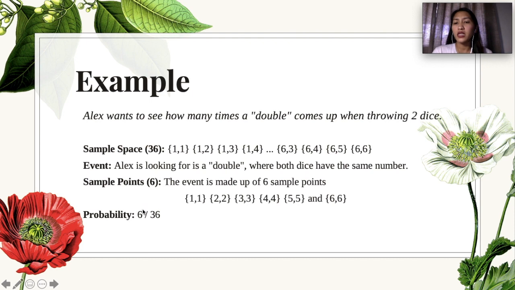So the probability is 6 doubles over 36 pairs. So 6 over 36 is also the same as 1/6. Or compute that in its equivalent decimal point. So the probability is 6 over 36 because you have 6 sample points over 36 sample space. And if you would round that off, you will get 1 over 6.